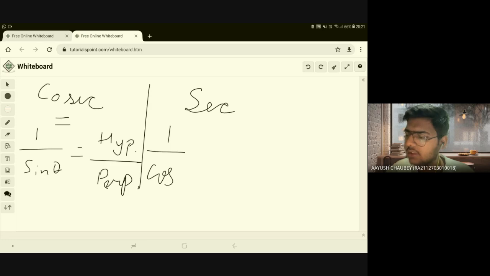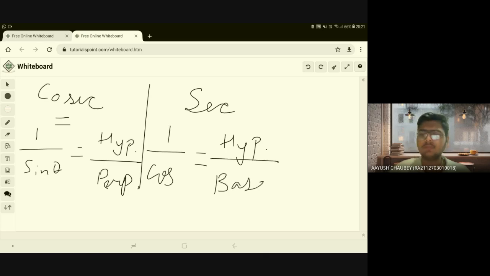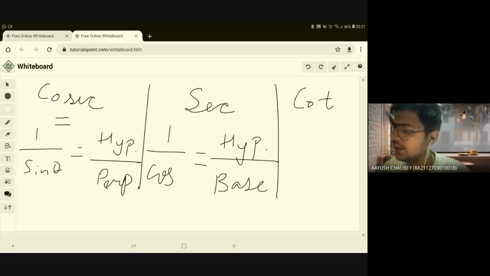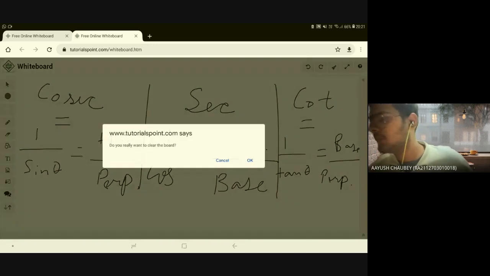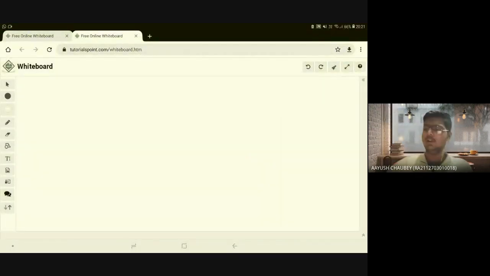1 by cos, which we can write as hypotenuse upon base. So you can memorize this, and other than this we have one more function. That function is called cot. Same as that, it is equal to 1 by tan theta, and it can be written as base upon perpendicular. So till here it would be clear for you. Let me tell you a few more details.